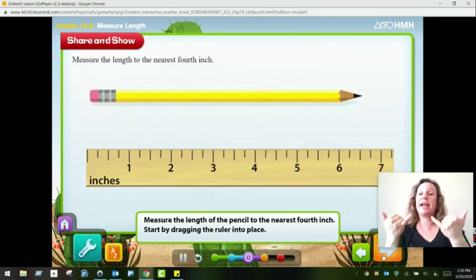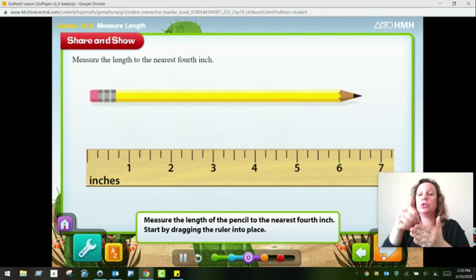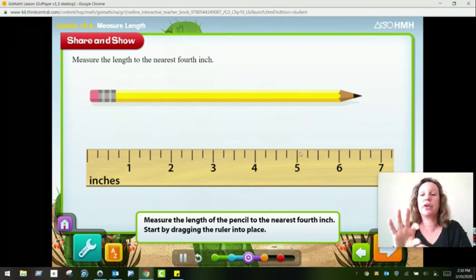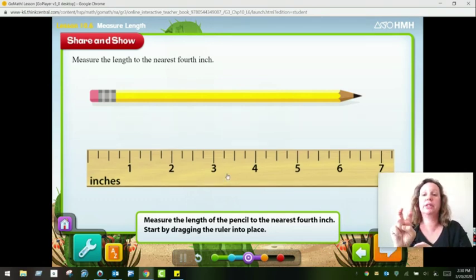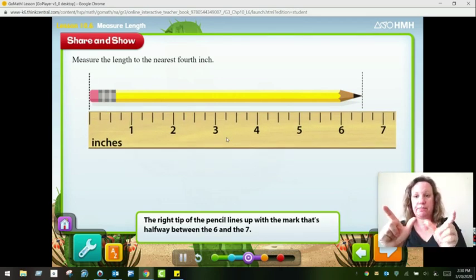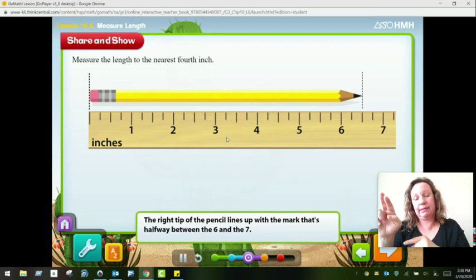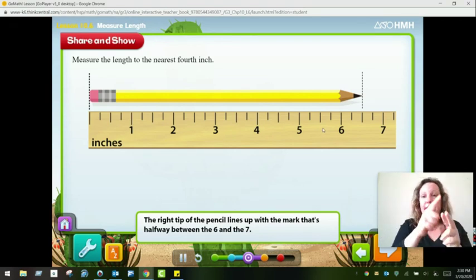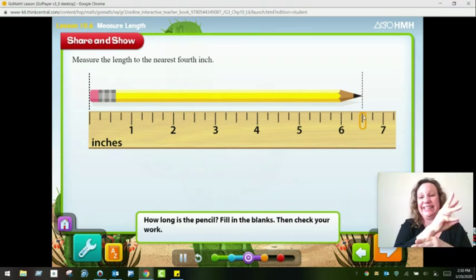Measure the length of the pencil to the nearest 4th inch. Start by dragging the ruler into place. So line it up to the 0. The right tip of the pencil lines up with the mark that's halfway between the 6 and the 7. How long is the pencil? Fill in the blanks. Then check your work.